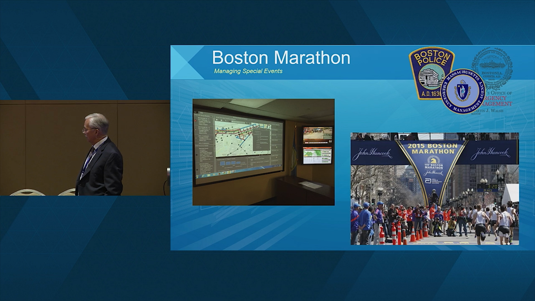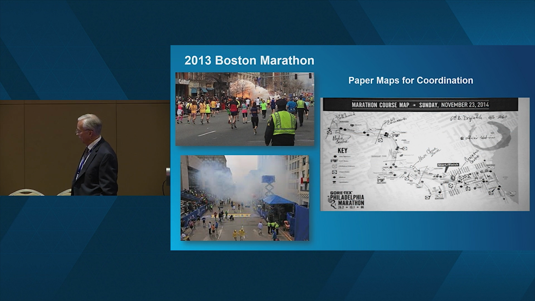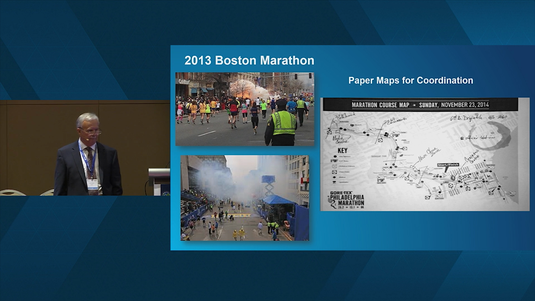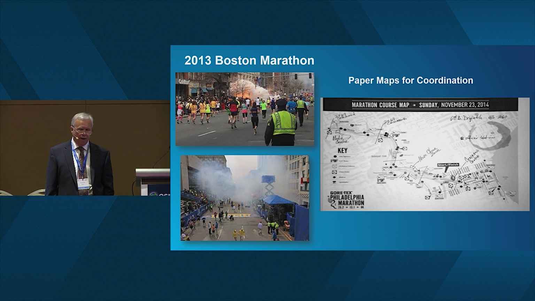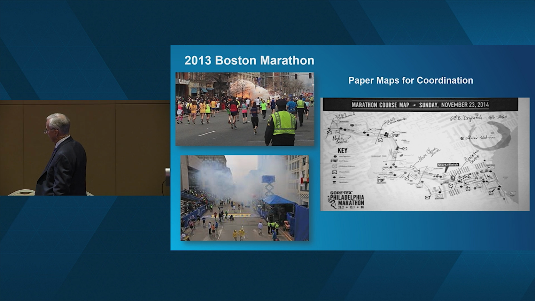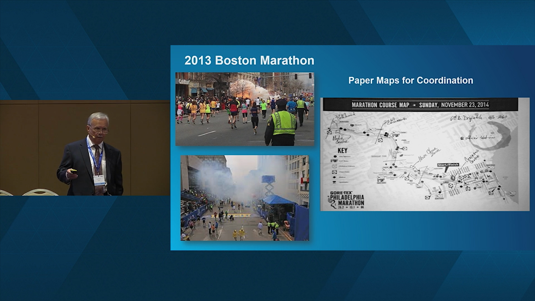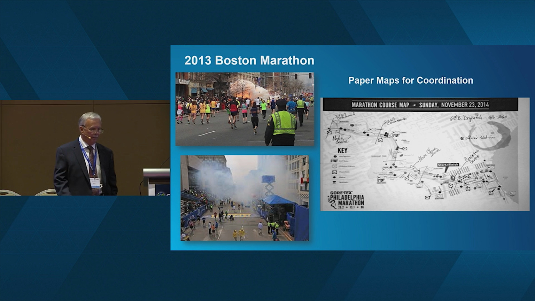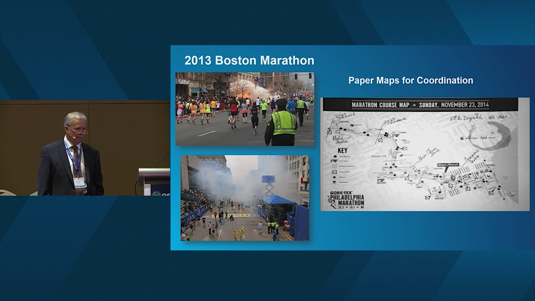Boston Marathon. Boston Marathon in 2013 had a terrible event. And if you look at the map on the right, that paper map is generally what was being used for a common operating picture amongst the agencies that cooperated. I like the coffee stain in the upper right-hand corner.